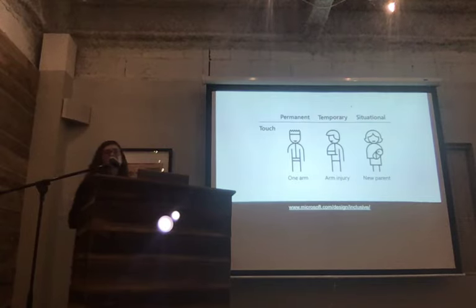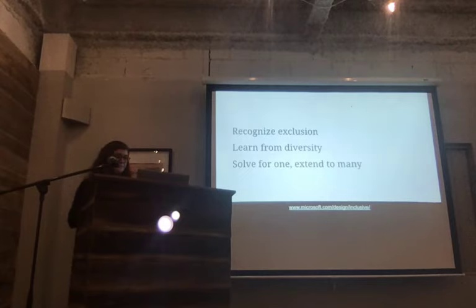They really treat accessibility as serving humans in all of their forms and states and everything else, because disabilities aren't just permanent disabilities. They're also if you temporarily break your arm, or if you just happen to not be able to use a particular sense or limb at the moment. So these disabilities can be permanent, temporary, or situational. And they have three steps or tenets in their inclusive design: recognize exclusion, learn from diversity, and solve for one and extend to many. So their whole process is find, learn, extend. And I really like that philosophy.